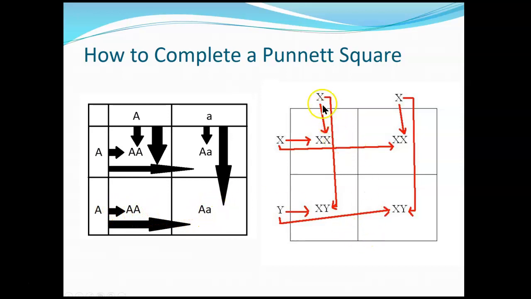And you can see the same thing here with XX and then an XY. So you can see that here the X is here, then the X goes here, X here, X goes here, this X goes over here, this X goes here, this Y goes here, and this Y goes over here.